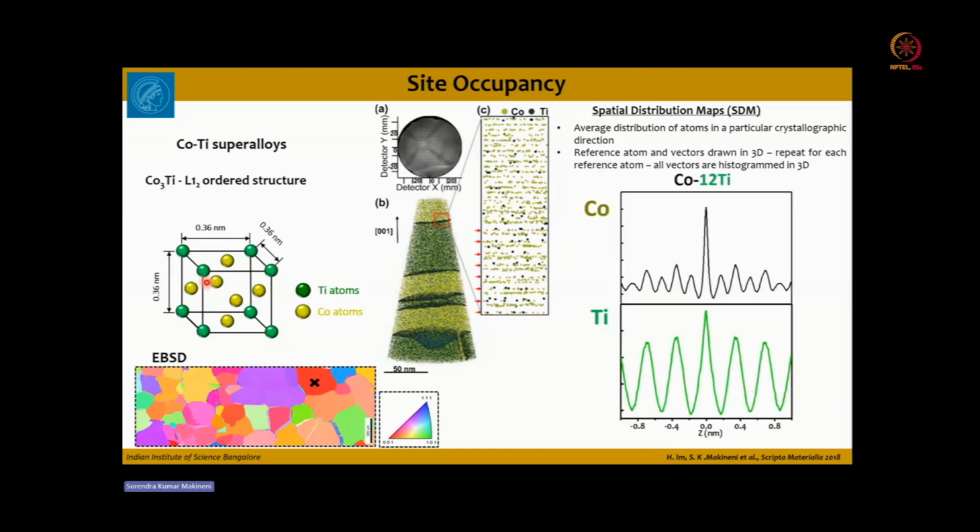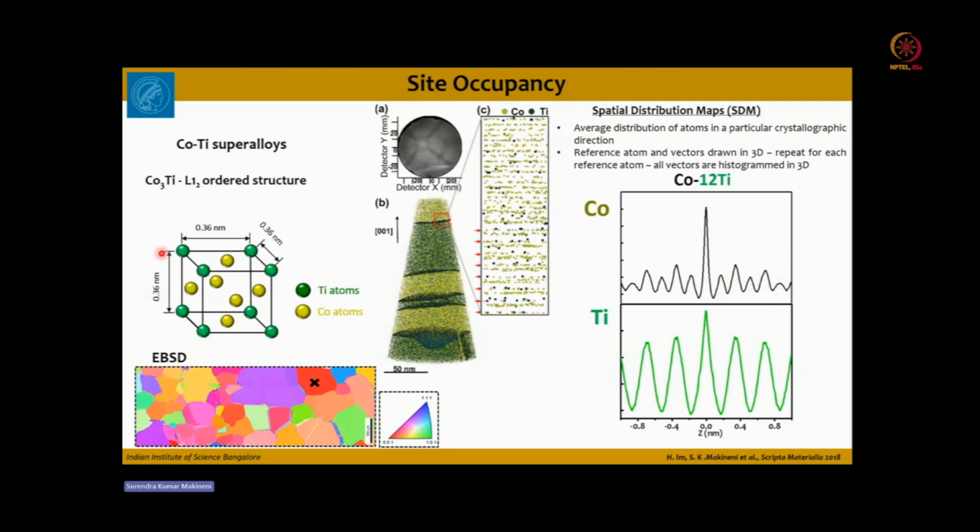If you get the spatial distribution maps of cobalt and titanium along the 001 direction, you can see there is a central peak. There is an appearance of consecutive peaks at certain distances. Similarly, for titanium also, at certain distances, peaks appear. Now, if you see the distance, at 0.18 cobalt appears, again at 0.36 cobalt appears, again it will appear at 0.36 plus 0.18. So at equal intervals of 0.18, you see the presence of cobalt atoms.